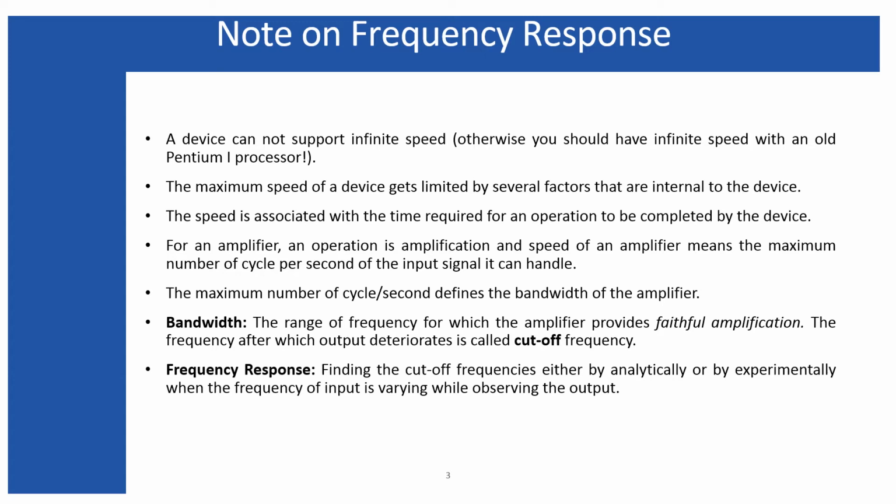The minimum and maximum values of the frequency within which your amplifier works properly, that range of frequencies is called the bandwidth. The lower end of that range is called the lower cutoff frequency, because below that cutoff frequency the output of the amplifier deteriorates. The value of the frequency at the higher side, beyond which your amplifier output deteriorates, is called the higher cutoff frequency. The bandwidth is basically defined by the difference between the higher cutoff frequency and the lower cutoff frequency.